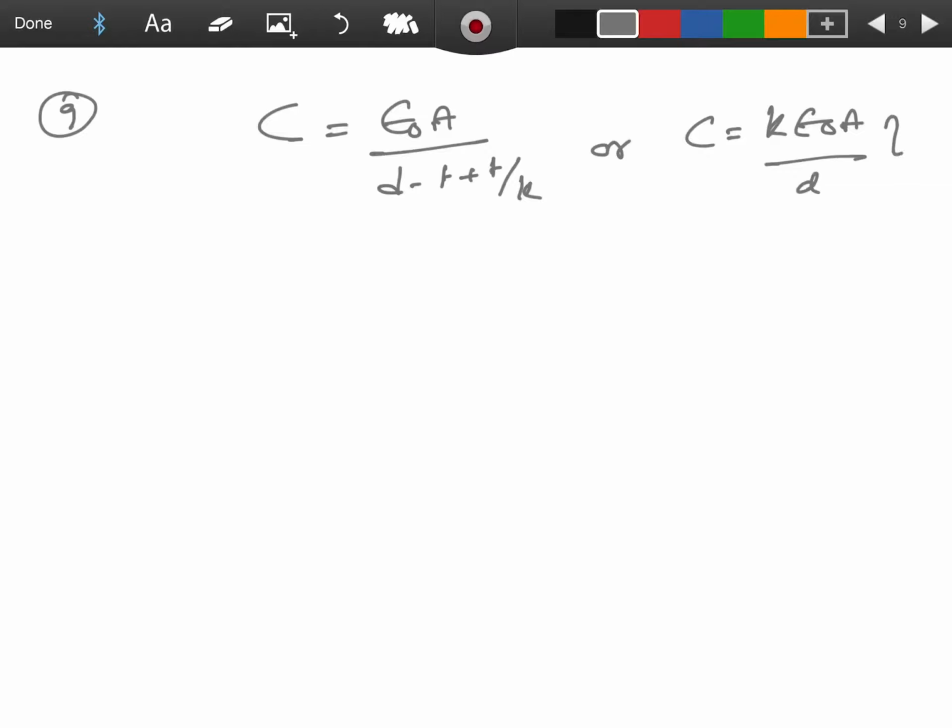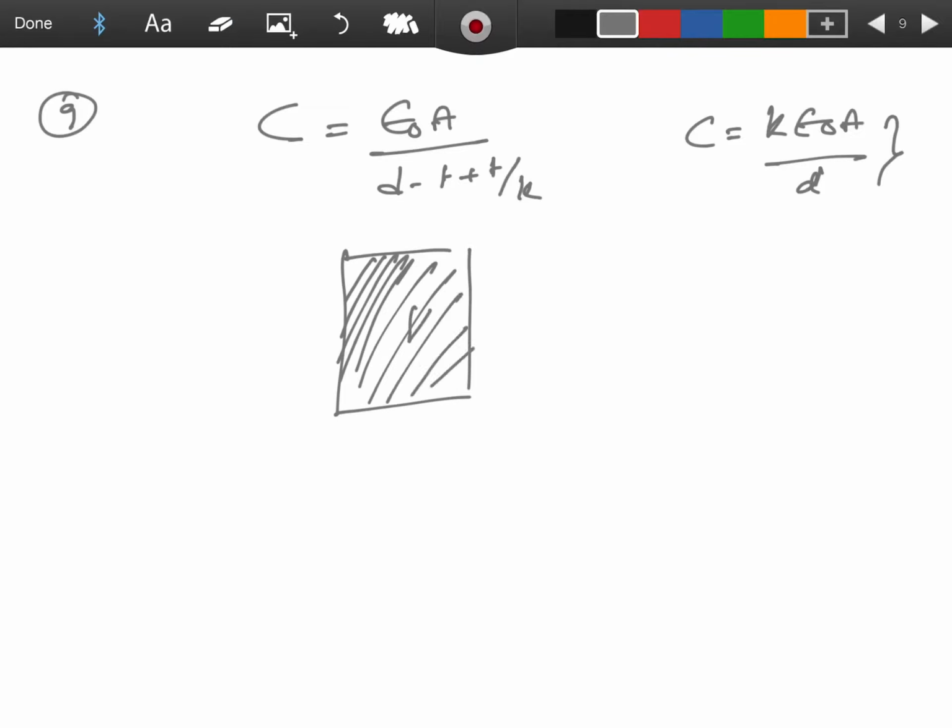Yes, see the question number 9. Derive the expression for the capacitance of a capacitor with the dielectric in between. That means they are asking to find C equal to epsilon naught A by t minus t plus t by K, or C equal to K epsilon naught A by t. This you need to derive. I think they didn't mention how much thickness, so according to the question given here, C equal to K epsilon naught A by d. This they are expecting to derive.